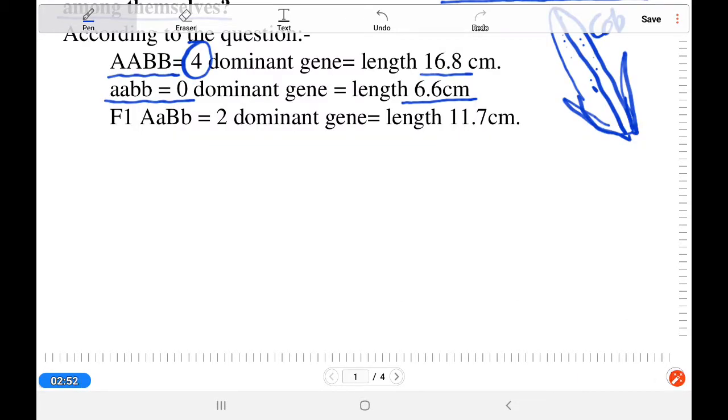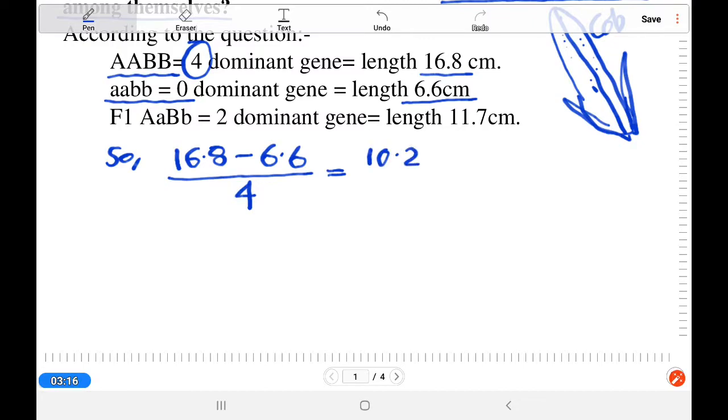So four dominant genes give 16.8, and no dominant gene gives 6.6. So we have to calculate one dominant gene by dividing by 4, because here it is 4. So 10.2 divided by 4 is equal to 2.55.